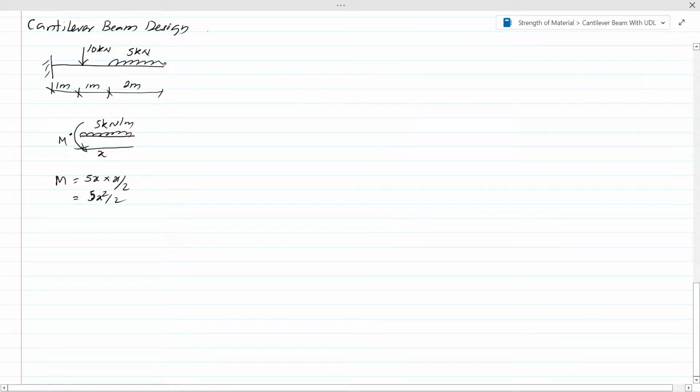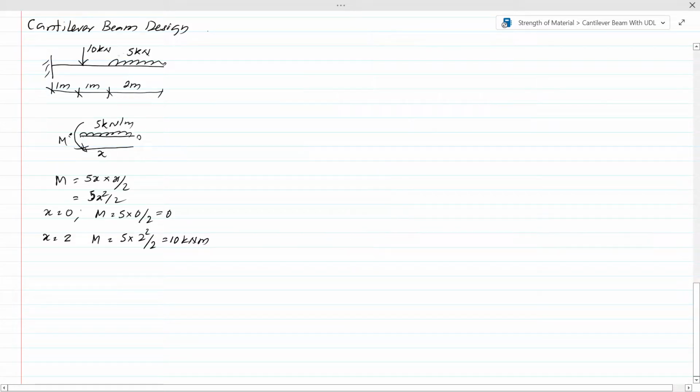Now let's see the moment at this end and this end. When x equals 0, what's the bending moment? M equals 5 into 0 squared divided by 2, this will become 0, right? When x equals 2, here at the end of the uniformly distributed load, we can calculate the bending moment. M equals 5 into 2 squared divided by 2, that is 10 kilonewton meter.